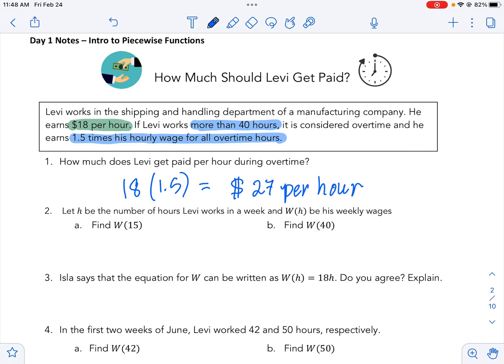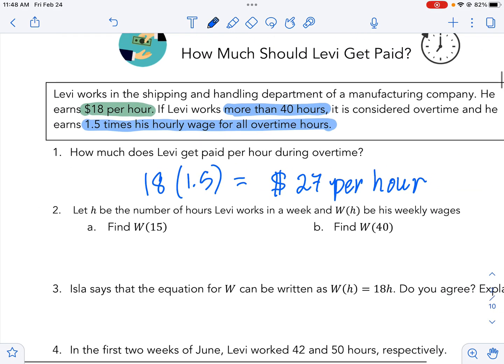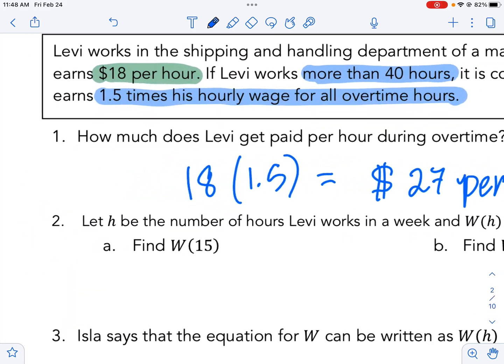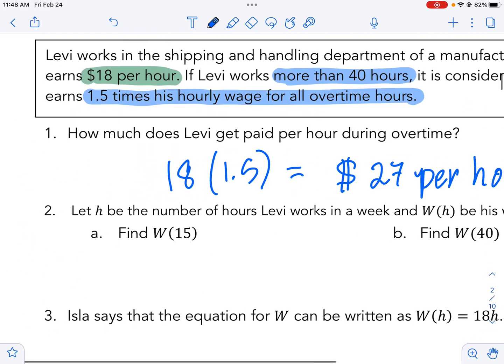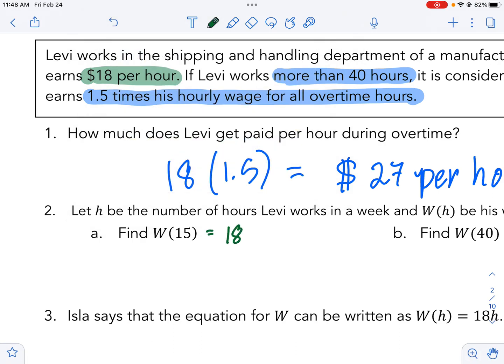Let H be the number of hours Levi works in a week, and W(H) be his weekly wages. Can you find W(15)? So if he works 15 hours, how much does he get paid? That's under 40 hours, so we're just making the $18 an hour. So this will be 18 times 15. So he's going to make $270.